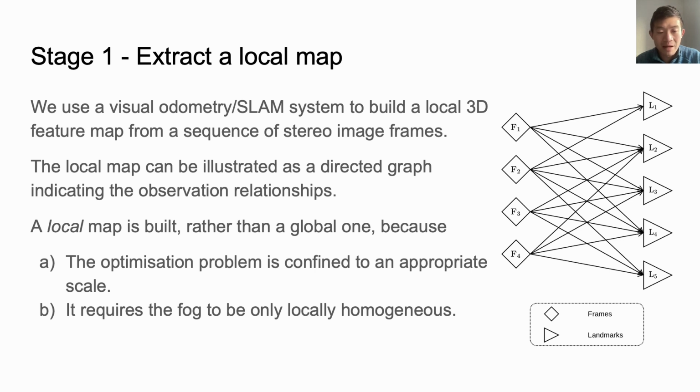We use a local map rather than a global one because of 2 reasons. Firstly, the optimization problem is confined to an appropriate scale. And secondly, it requires the fog to be only locally homogeneous, which is a more realistic assumption.